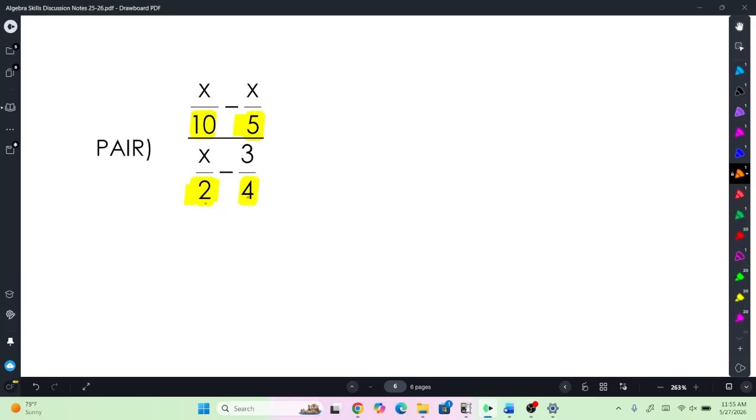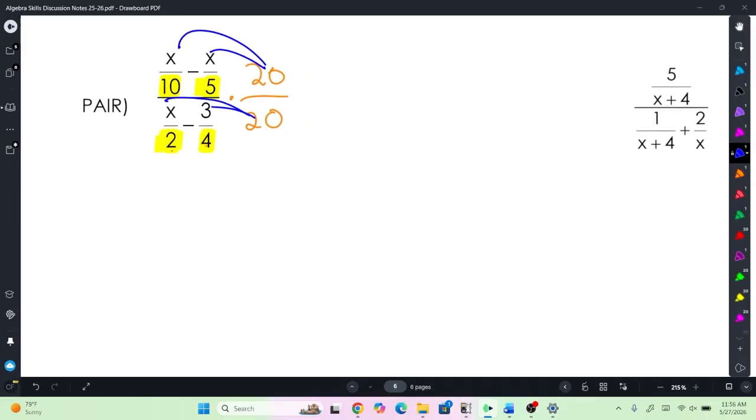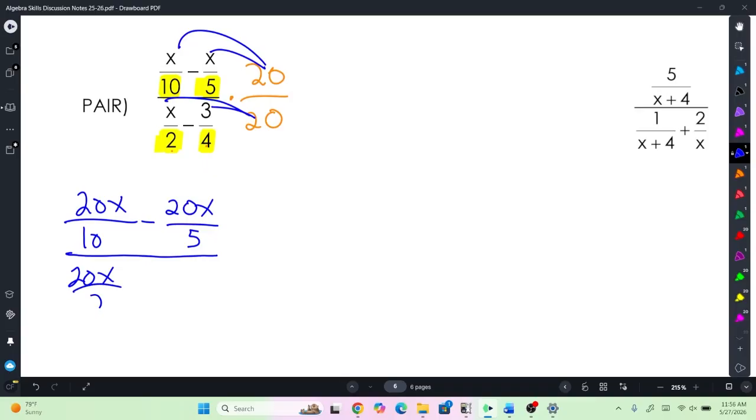But if you divide all of these into 20, 20 divided by 10 is 2, 20 divided by 5 is 4, 20 divided by 4 is 5, and 20 divided by 2 is 10. So I'm going to multiply the top and bottom by 20, and then distribute it to all the numerators. So we get 20x over 10 minus 20x over 5 over 20x over 2 minus 60 over 4.